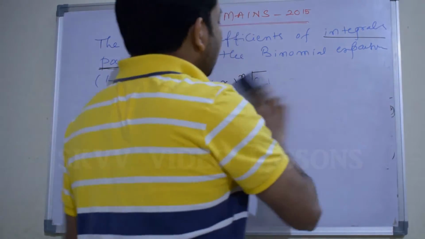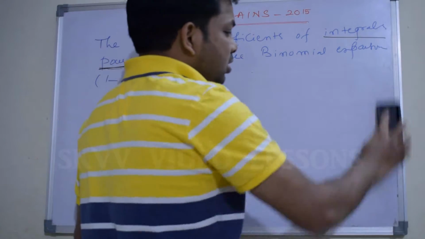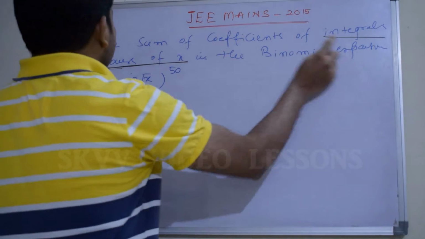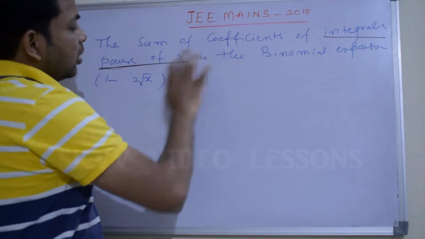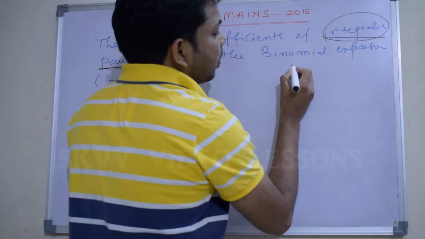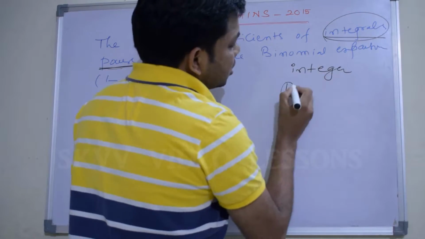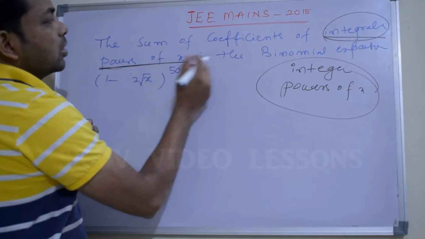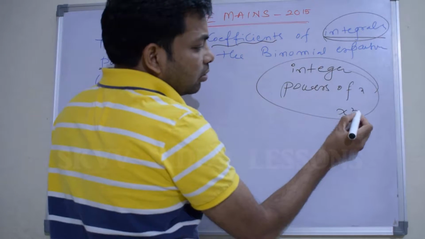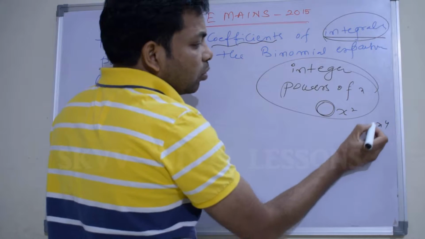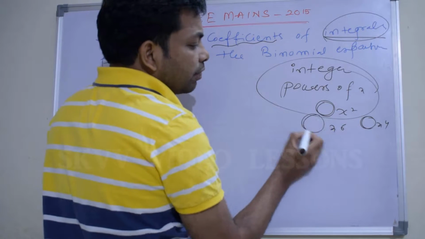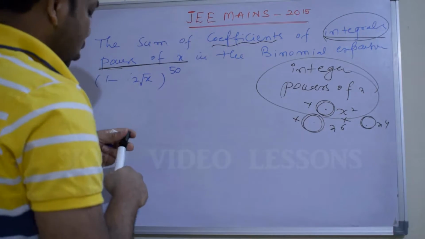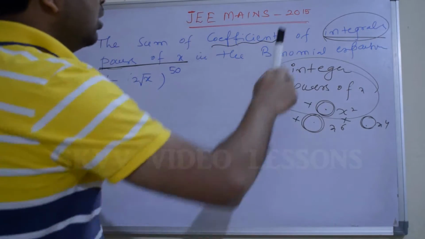Now you see what I am going to do now. With the help of this key idea, I can solve this problem. So what is the problem asking? Integral powers of x. Integral means integer. Integer powers of x coefficient. For example, if you have x square, the coefficient of x square. If you have x power 4, the coefficient of x power 4, x power 6, the coefficient of x power 6. All these you have to find out. All these coefficients' addition you have to find out. So now when will you get even powers? Now you see integral powers.